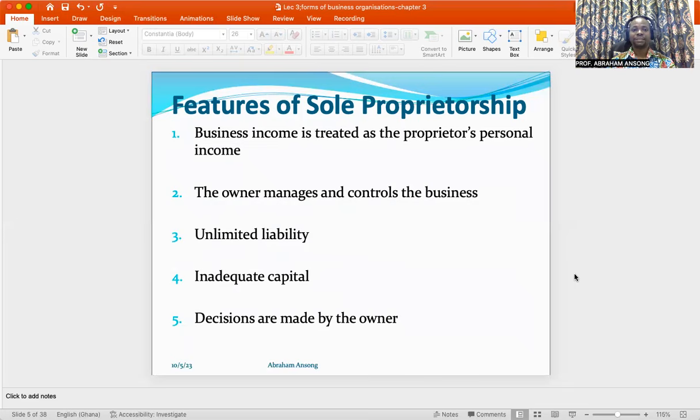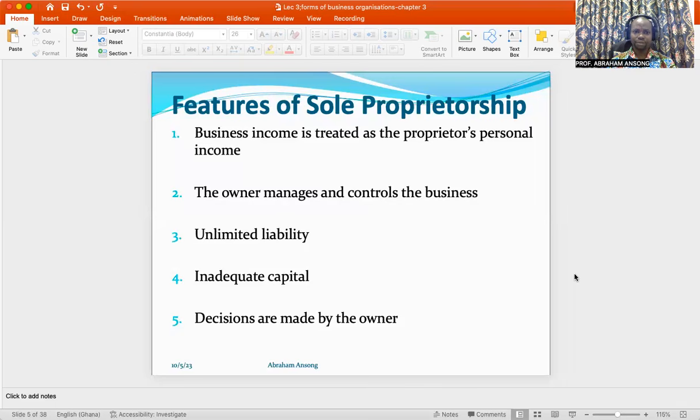All right. The second feature is that the owner manages and controls the business. So from the definition, it is sole proprietorship. The person who created the business also manages the business and controls the activities of the business.